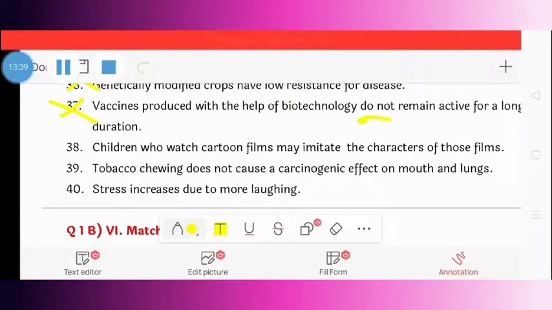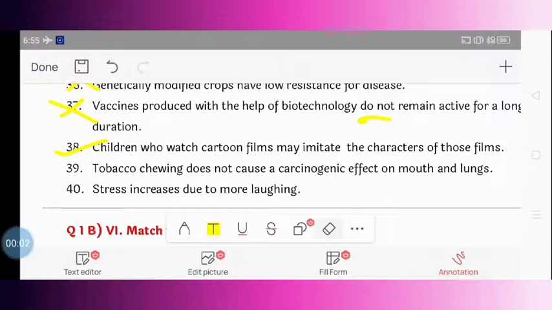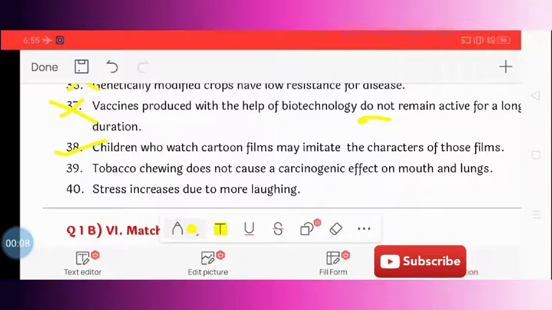Question number 38. Children who watch cartoon films may imitate the characters of those films. This statement is true. 39 number question: tobacco chewing does not cause a carcinogenic effect on mouth and lungs. So this statement is false, because tobacco chewing does cause a carcinogenic effect on mouth and lungs.